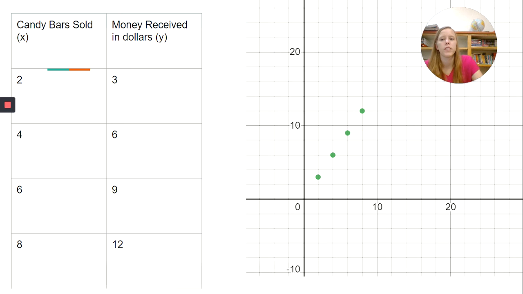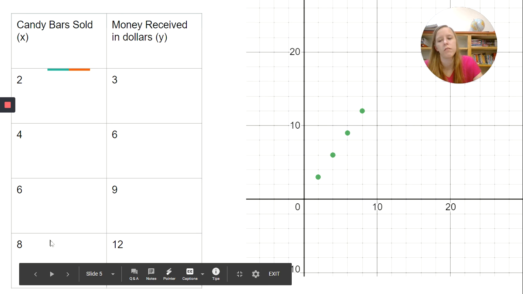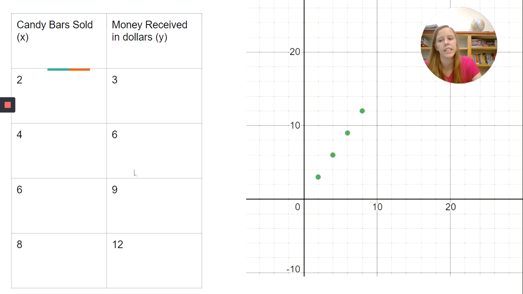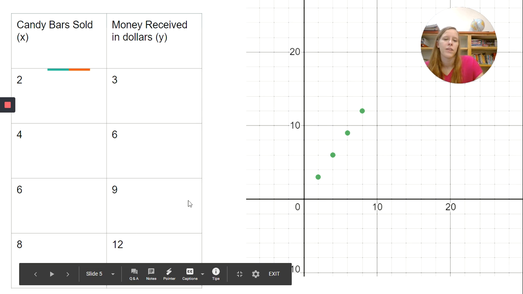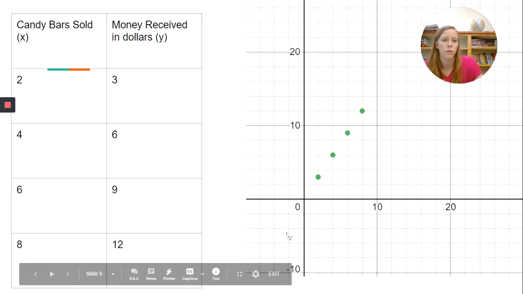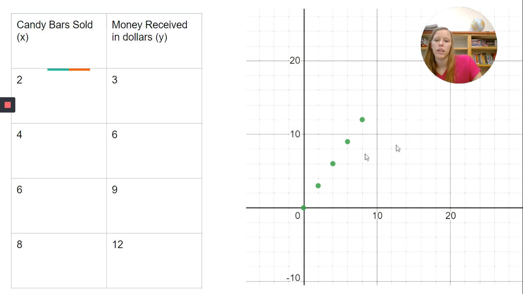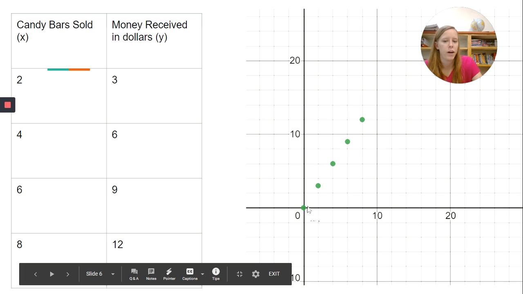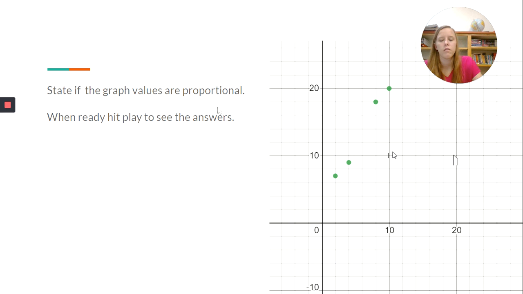But what happens if we change the values in this table? So now we have 2 candy bars for $3, 4 for $6, 6 candy bars for $9, and 8 for $12. So now we can see they form a straight line, and if we would draw a line, it's going to go through the origin. So we know that this one is proportional. Okay? And we can see that here too by adding the 0, 0.